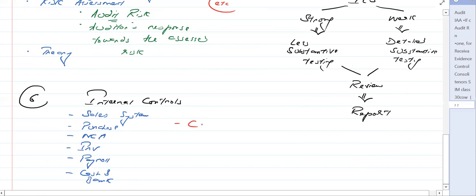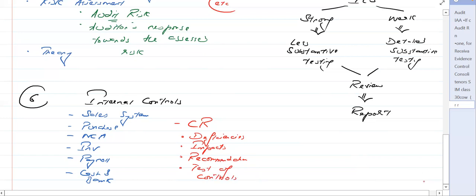In the exam, you will always have a constructed response question, a case study question from it, in which the examiner gives you a case study and asks you to identify the deficiencies in the system, define the impacts of that deficiency on the business, and provide the recommendation to the management on how to overcome the weakness. And then the test of controls. Now, this is something related to the internal controls. We'll be studying that once we are into that area.